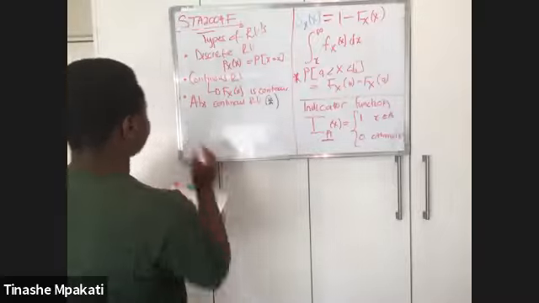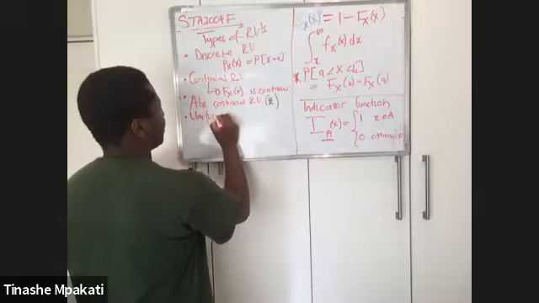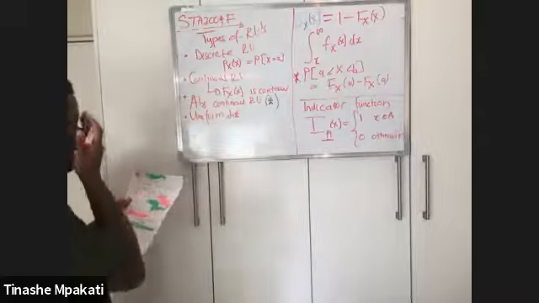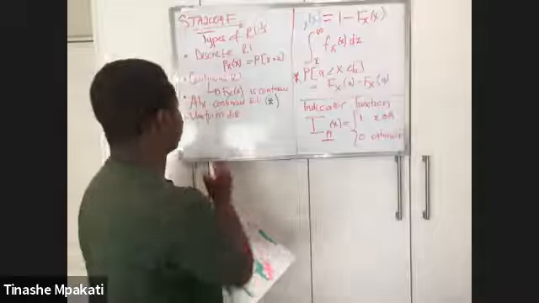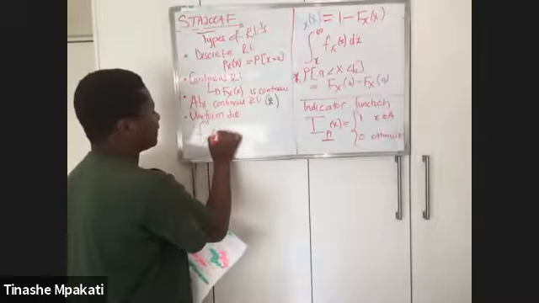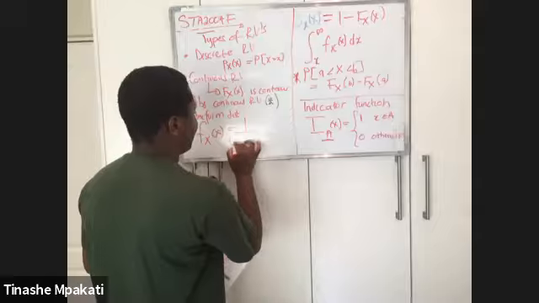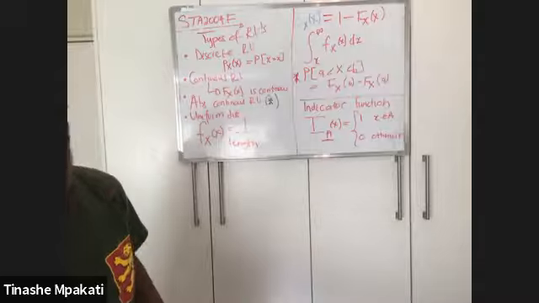Then the next one is the uniform distribution. I'm going to quickly write a little bit more on this one because it's important. The density of a uniform distribution is simply equal to 1 over the length on which the random variable is said to be uniform.